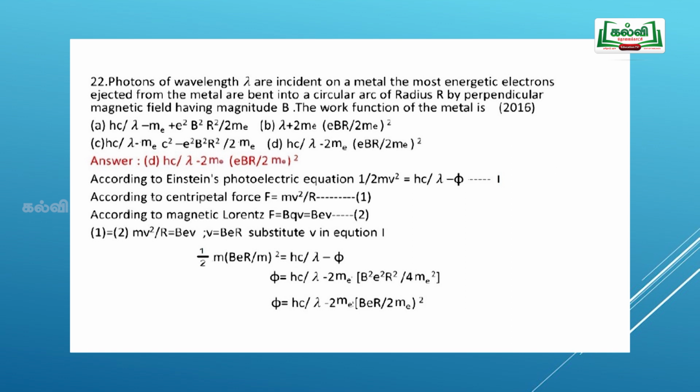These two forces should be in equilibrium. Under equilibrium, we can equate these two. So when you equate mv square by r equal to BeV, we get V is equal to BeR by m. Substitute this V in equation 1.